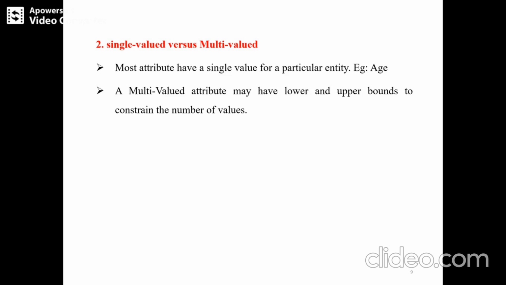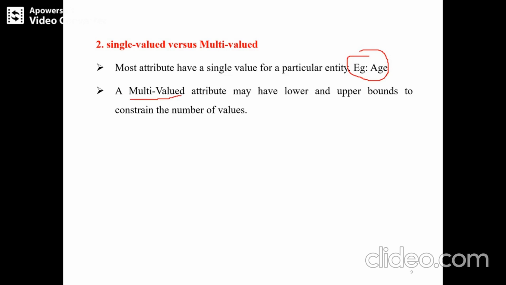The second set of attributes is single valued versus multi-valued attribute. Most attributes have a single value for a particular entity, and that kind of attribute we call a single valued attribute. For example, age has only a single value. We don't have two or more ages for a particular person. There should be only one age, either 6, 7, 8, 10, 20 like that. That is an example of a single valued attribute.